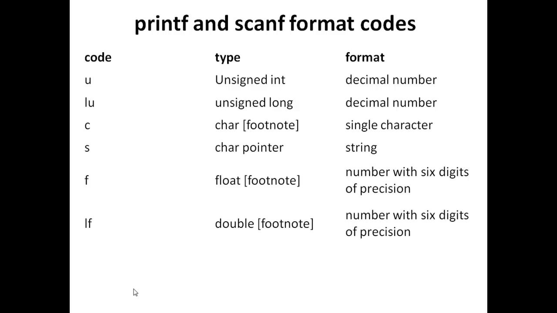And here we have %u, %lu, %c, %s, %f, and %lf. %u is an unsigned integer, which is a decimal number. %lu is an unsigned long, which is again a decimal number. %c is a character. %s is a character pointer, so the argument should be a string. %f is float, a number with 6 digits of precision. %lf is double, a number with 6 digits of precision.